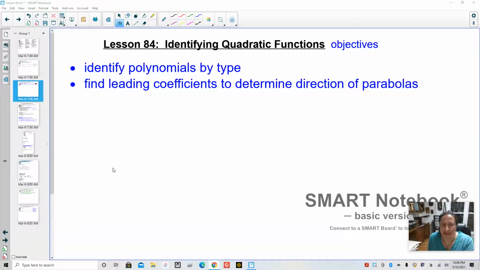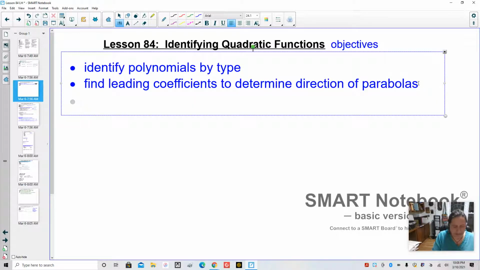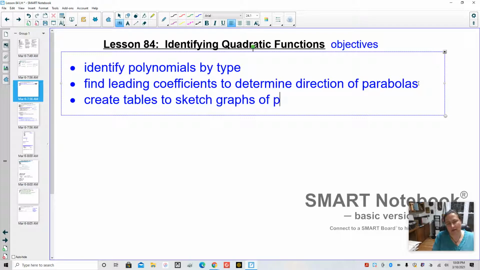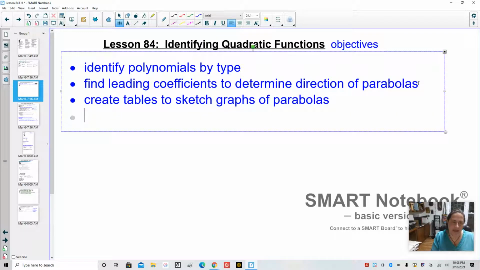Hey there, welcome to lesson 84, identifying quadratic functions. We're going to identify polynomials by type, so linear, quadratic, cubic. We're going to find leading coefficients to determine the direction of parabolas. And we're going to create tables to sketch graphs of parabolas. And we're also going to substitute and solve quadratics.